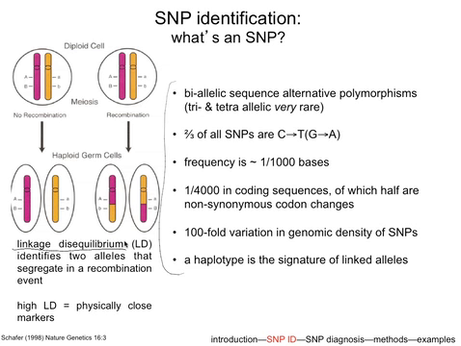So linkage disequilibrium identifies two alleles that segregate in a recombination event. If we look here at capital A, little b, on two different chromosomes in the diploid, we undergo a recombination event, and we wind up with this structure. Now big A, little b are on the same chromosome in that haploid cell. They have segregated together in a recombination event. The physically close markers is my shorthand for high linkage disequilibrium.